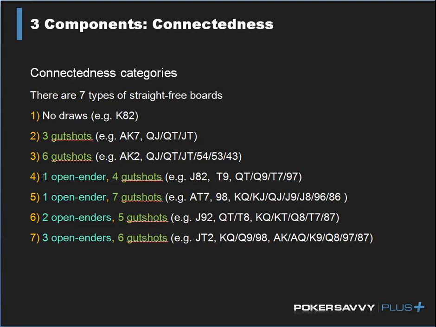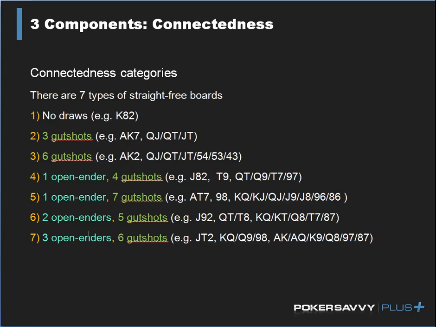I said we'd pull back and look at number 5. 1 open ender and 7 gut shots. These are a handful of boards. There's actually only 12 total, where you take one of these 3 gut shot combinations and one of these 1 open ender combinations, and you stick them together. So it's all 3 cards working together.